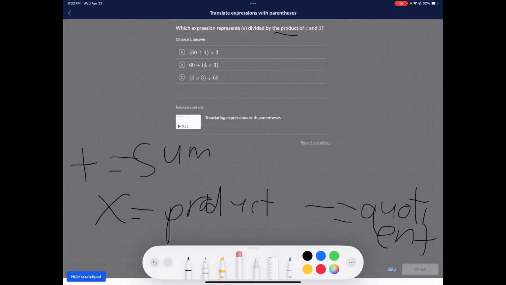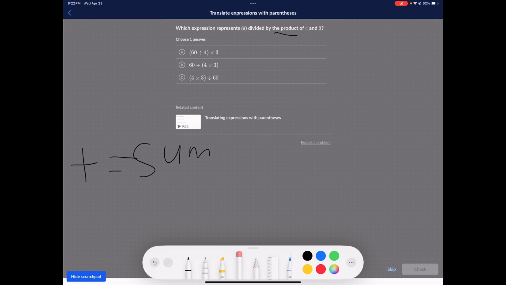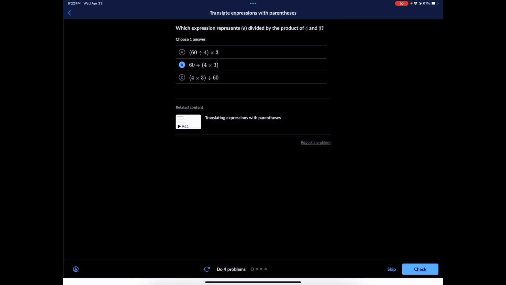But anyways, we want the product of 4 and 3, which means that we need 4 and 3 to be together. So we can immediately eliminate A because it says 60 divided by 4, and it says 60 divided by, which means that 60 will be first. So that means that our only answer here must be B.